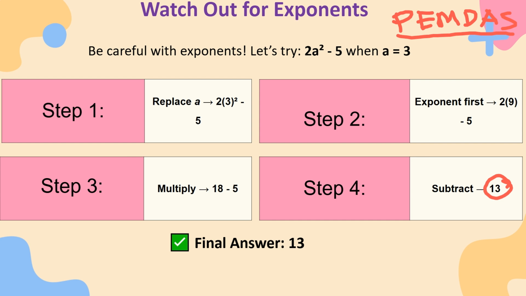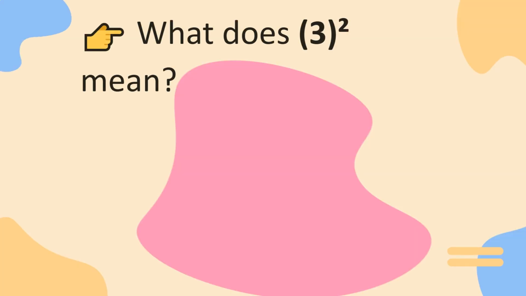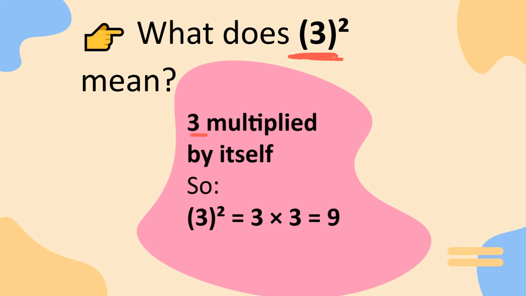Now, let's review what we already know about PEMDAS and, of course, about exponents too. I already discussed this one. What does 3 squared mean? You read it as 3 squared. It means 3 multiplied by itself. So 3 squared means 3 times 3 equals 9. You don't do it like this. It doesn't mean like this.